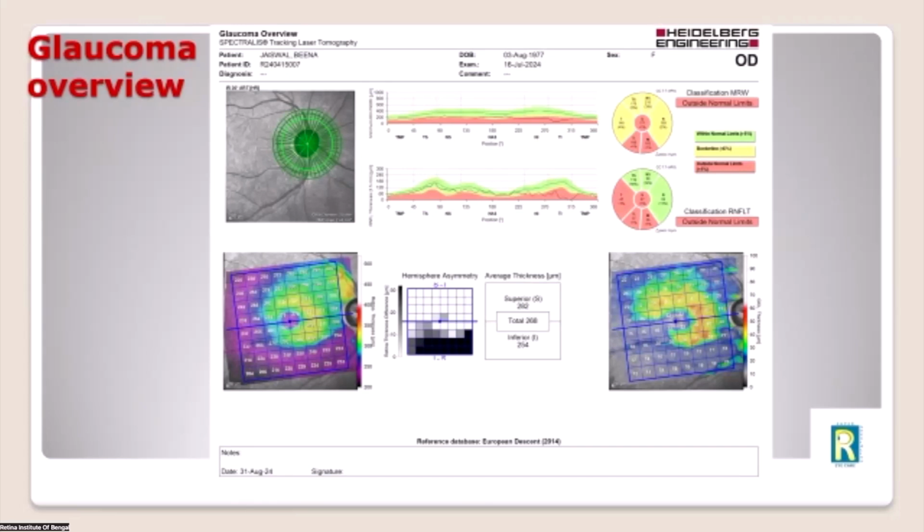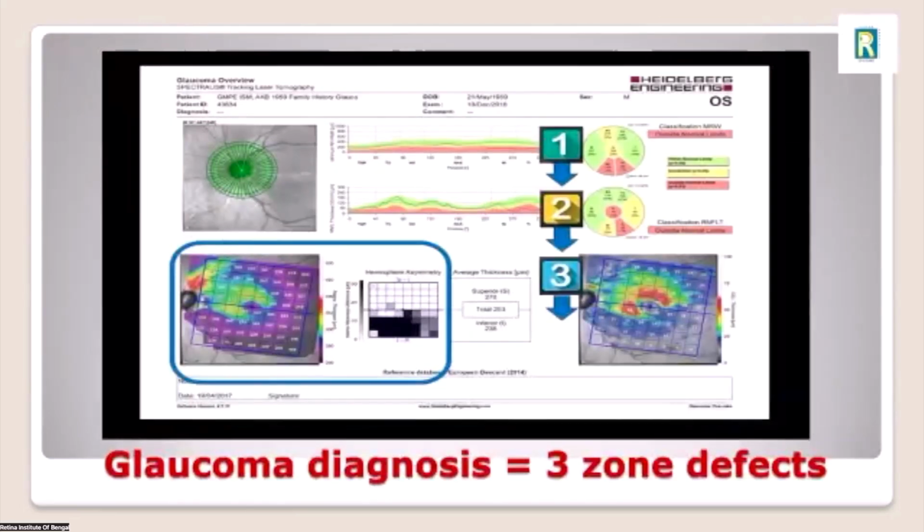So this is another guideline, but we follow these 1, 2 and 3. Just focus on these 1, 2, 3 in glaucoma diagnosis. All these 3 areas have to be abnormal. 1, 2 and 3, all 3. This is the suggestion in the Spectralis glaucoma module, that it has to be a 3-zone defect, not an isolated one. If there is an MRW defect and RNFL is normal, then it goes against glaucoma. So all 3 have to be defective.